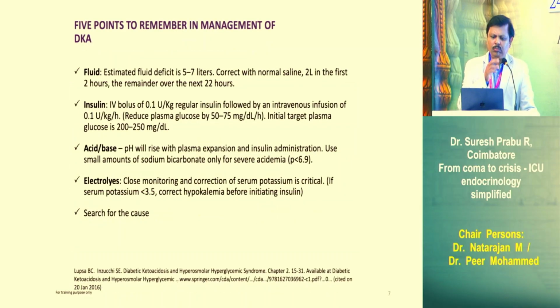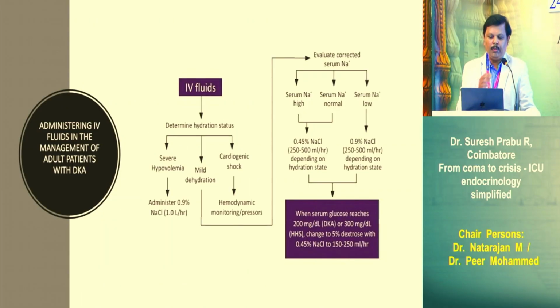So it is important to find out what the important things are in the management of diabetic ketoacidosis. There are 5 important points to be remembered. One is fluid. It was estimated that around 5 to 7 liters of fluid has been lost in patients with diabetic ketoacidosis. We have to correct it. Second will be the insulin therapy. Third will be the acid-base balance. Fourth will be the electrolytes. We'll see one by one.